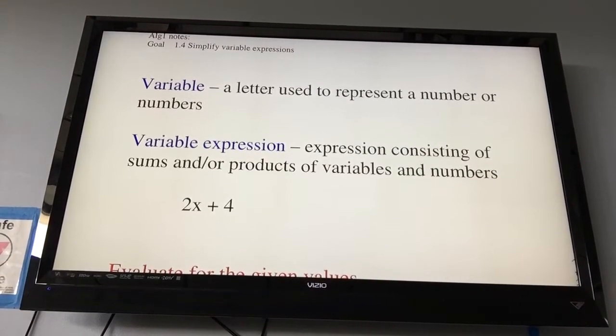All right, in 1.4, we're talking about variable expressions. A variable is a letter used to represent a number or numbers in math. That's what makes algebra not arithmetic anymore. We start putting letters in, start confusing them, okay? A variable expression is an expression consisting of sums and/or products of variables and numbers. 2x plus 4 is one example. There are many.